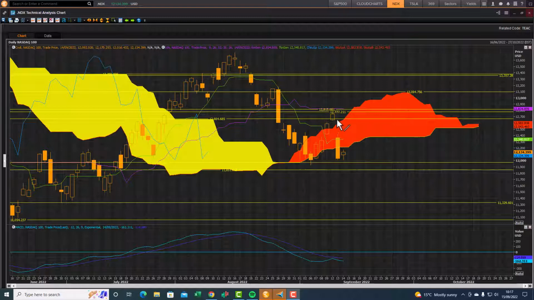We then had the inflation figures and a huge gap down in the market, only to slice right through the bottom end of the cloud. And now the Nasdaq is trading back below the bottom end of the cloud, and that is overall bearish from an Ichimoku cloud chart perspective. Price action below the cloud is bearish. Price action above the cloud is bullish.